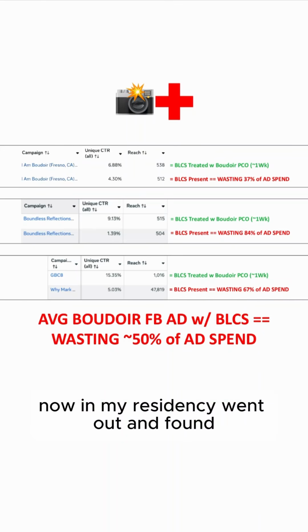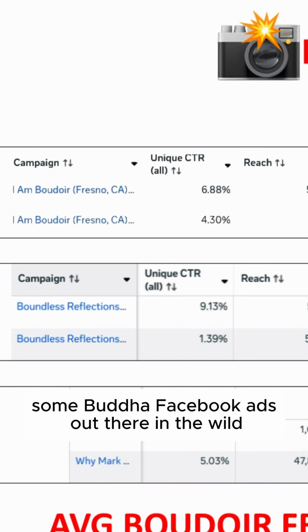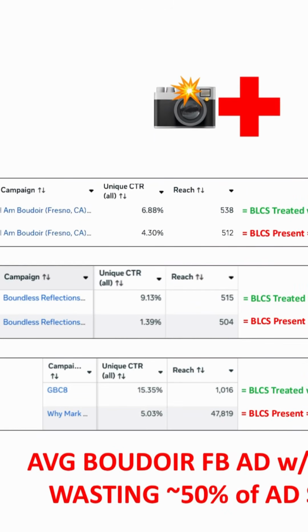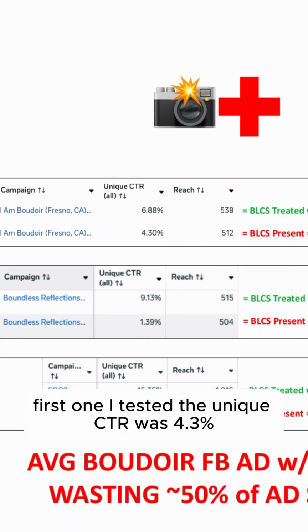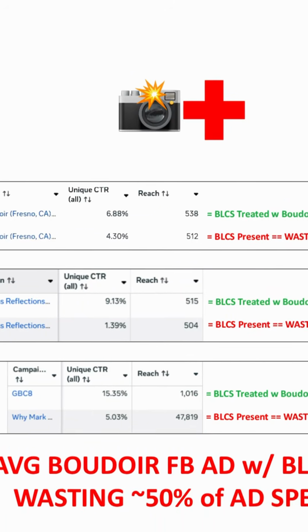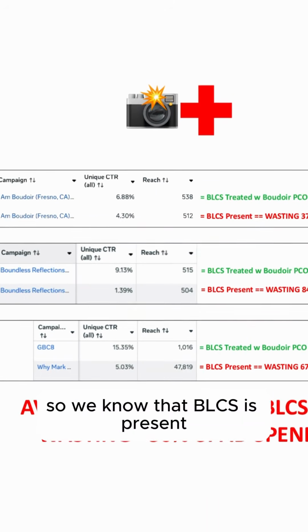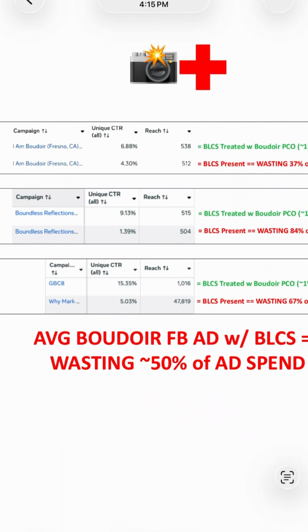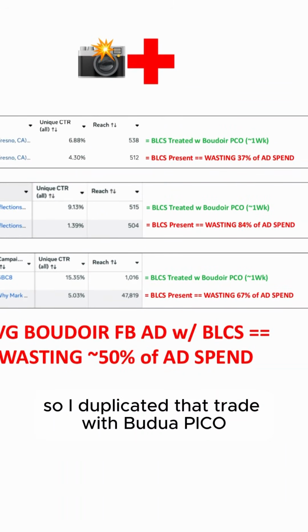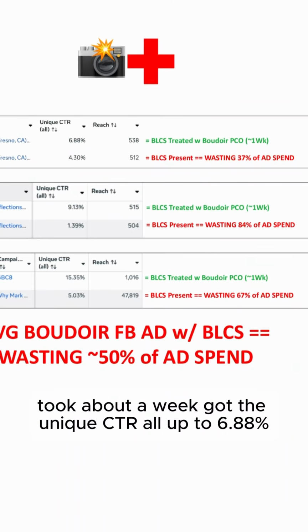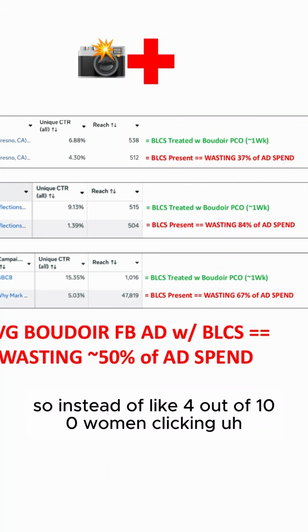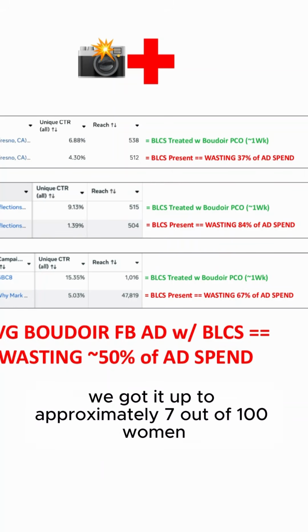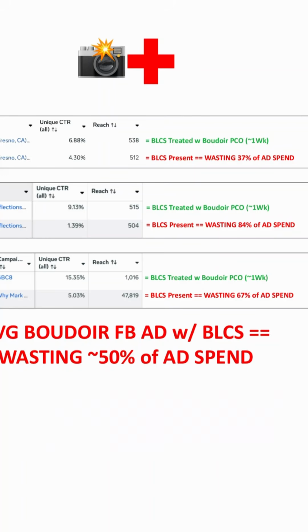Now, in my residency, I went out and found some Boudoir Facebook ads out there in the wild. And first one I tested, the unique CTR was 4.3%. So we know that's under 6%, so we know that BLCS is present. So I duplicated that, treated with Boudoir Pico, took about a week, got the unique CTR up to 6.88%. So way better. So instead of like 4 out of 100 women clicking somewhere in the ad, we got it up to approximately 7 out of 100 women.